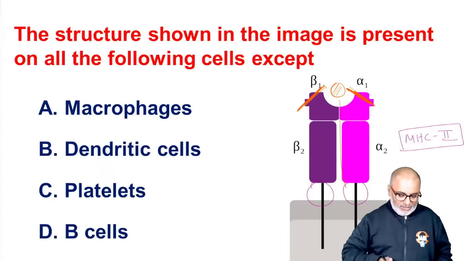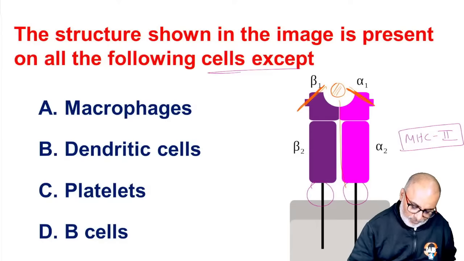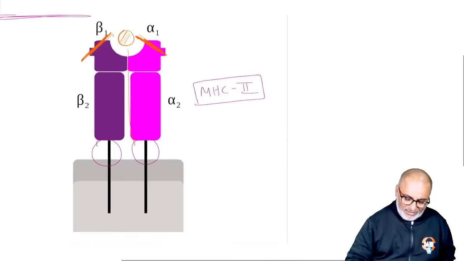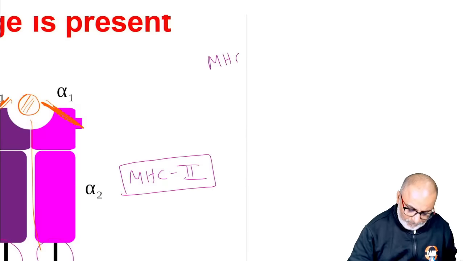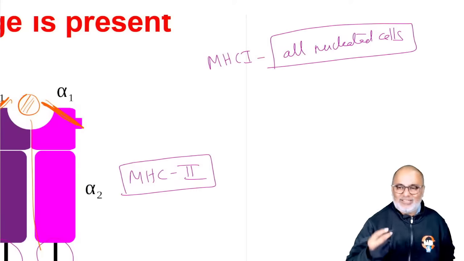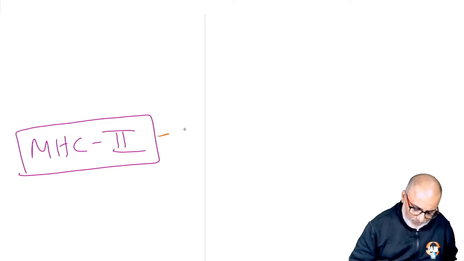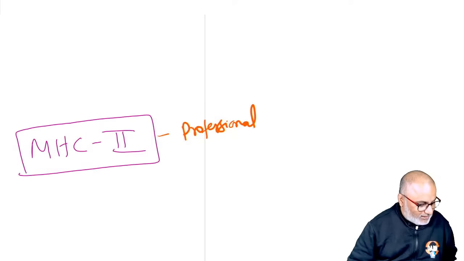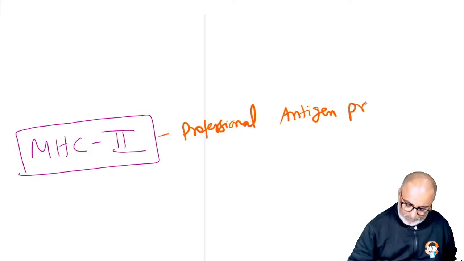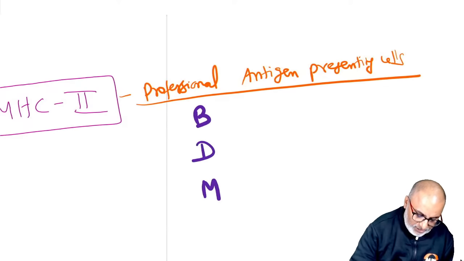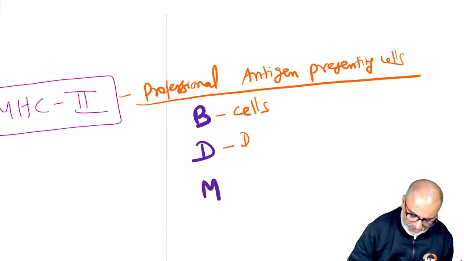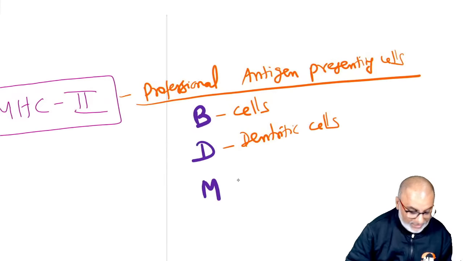The structure shown in the image is present in all the following cells except. MHC1 is present in all nucleated cells except RBC. So please remember, MHC1 is seen in all nucleated cells, except RBCs. MHC2 is mainly present in professional antigen presenting cells. What is the mnemonic? Professional antigen presenting cells are BDM. Please remember my mnemonic, BDM: B cells, dendritic cells, and macrophages.